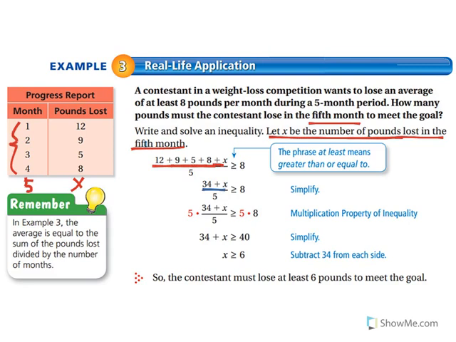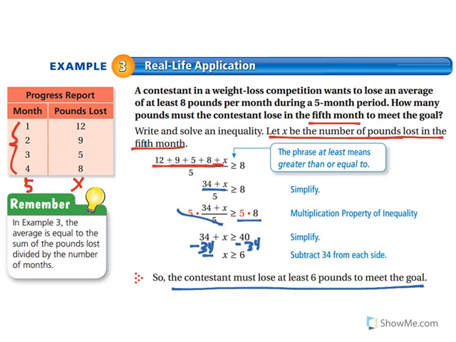That's simplified now, so we can undo the division first. I know some of you struggled on the test with this last chapter. You've got to undo the division first by multiplying. So we're going to multiply both sides by 5 because that cancels these 5's out. And now we have 34 plus x equals 40. And we're going to subtract 34 from both sides. And we get x is greater than or equal to 6. So the contestant must lose at least 6 pounds to meet the goal.